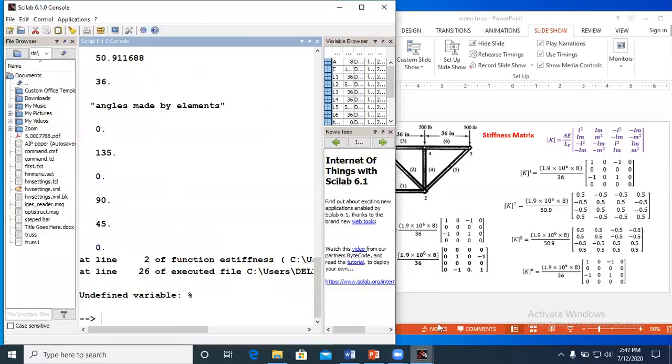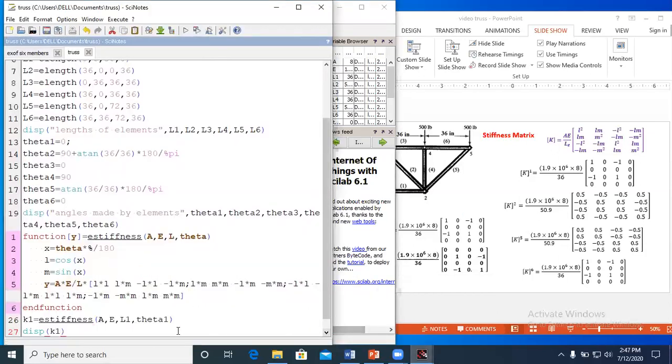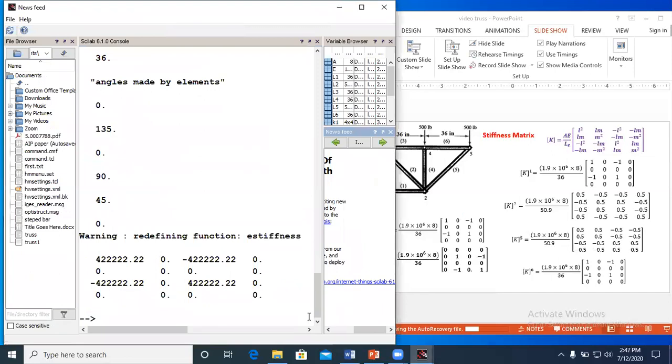Now see, there is an error, undefined variable. Which variable is it? Yes, here pi is missing, so I will write pi here. Now I will execute. Now you can see here 4220, which is the product of these three terms, that is 1.9 into 10 raised to 6 into 8 divided by 36. It is 4222.